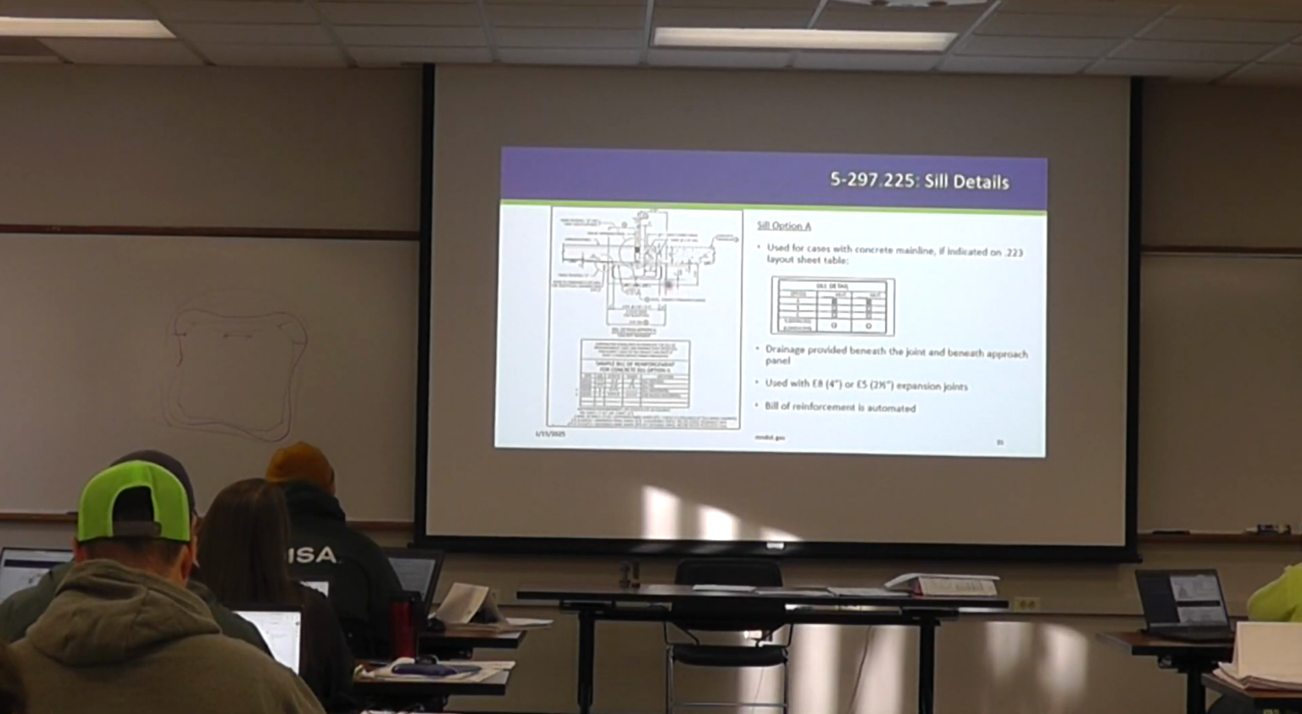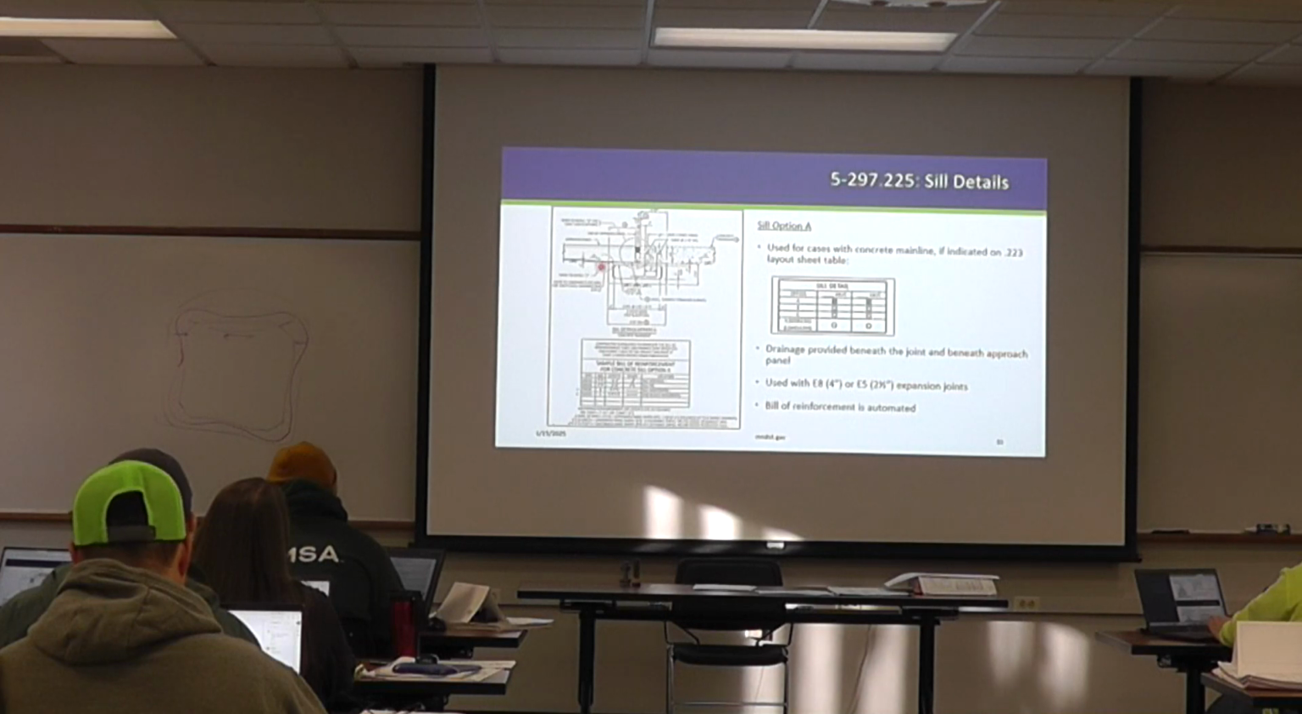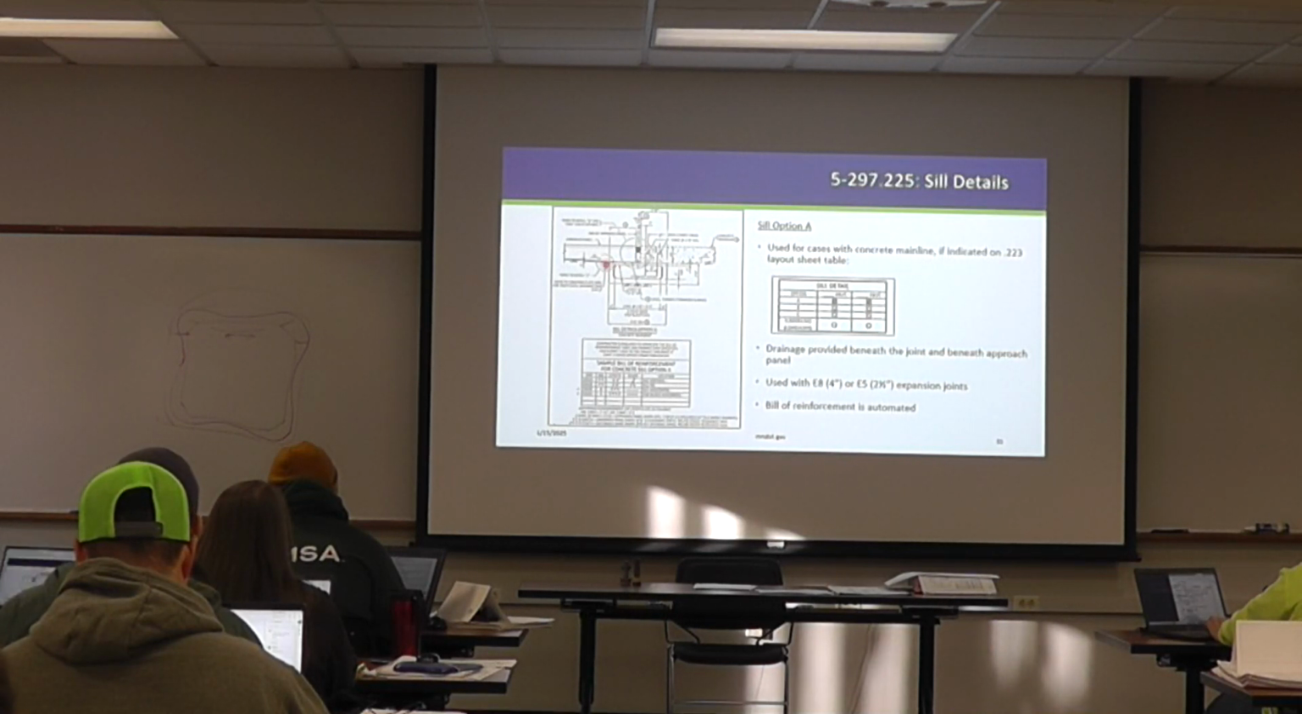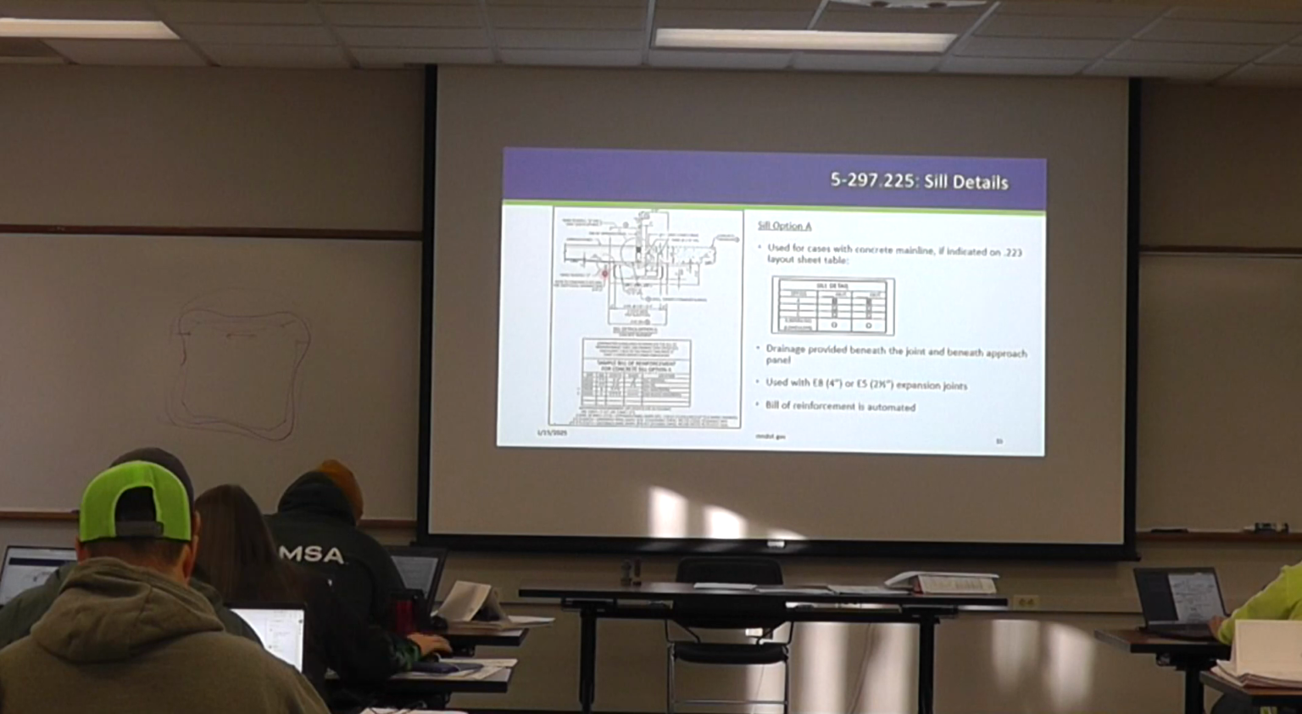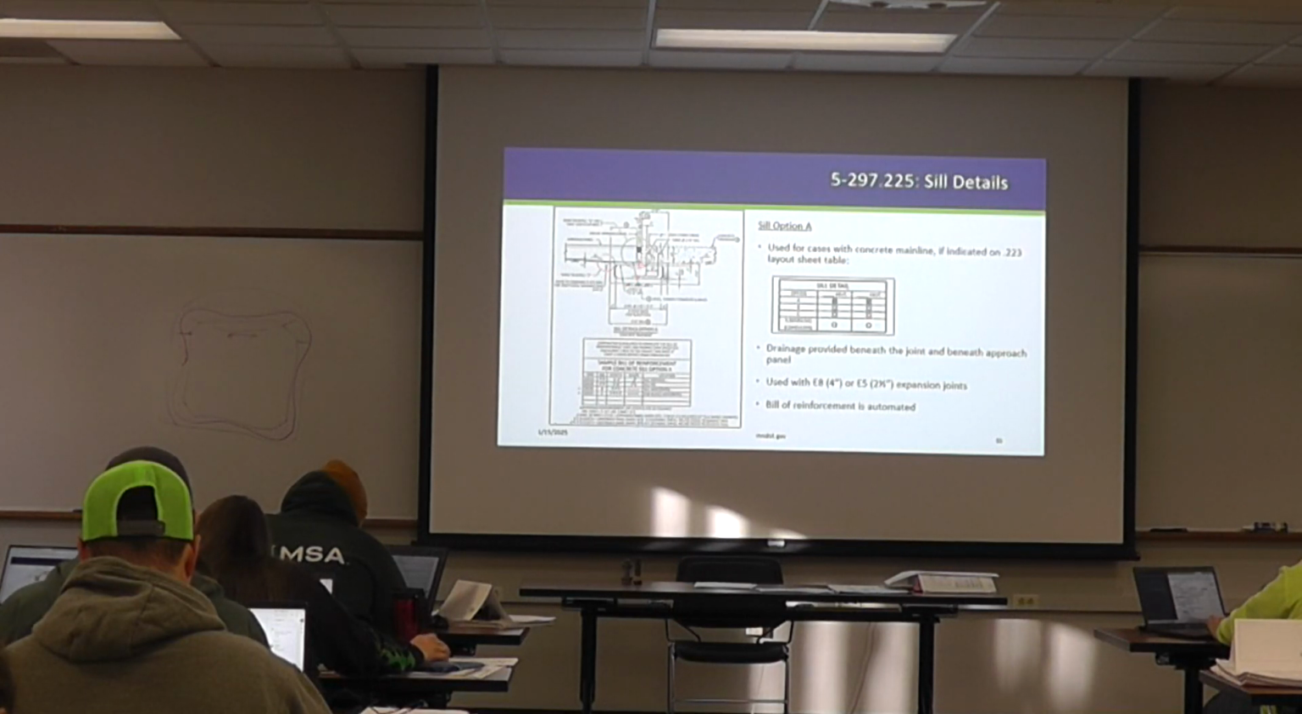So there's drainage that's provided. It's kind of hard to see, I know, but there's drainage right here below the joint, and then also right here, below the approach panel and adjacent to the sill. You have a separate drainage here as well. And this drainage is important. We just want to prevent any buildup of water below this approach panel to reduce any frost heave or whatever. We want to get that drainage away from underneath our approach panel. So that's why we have these 2 different options here for the sill option.